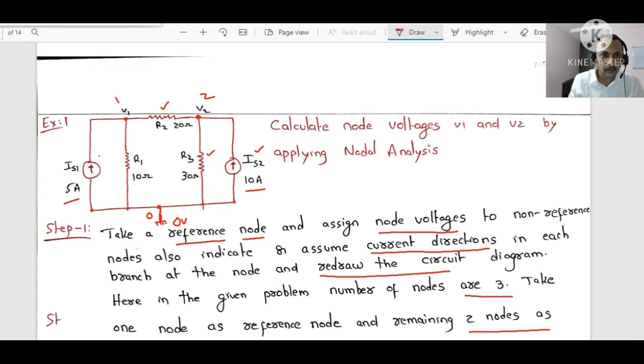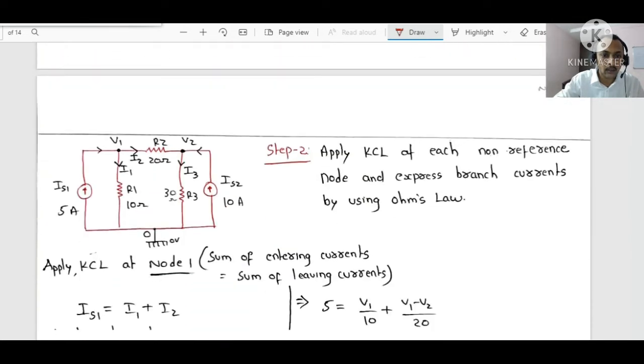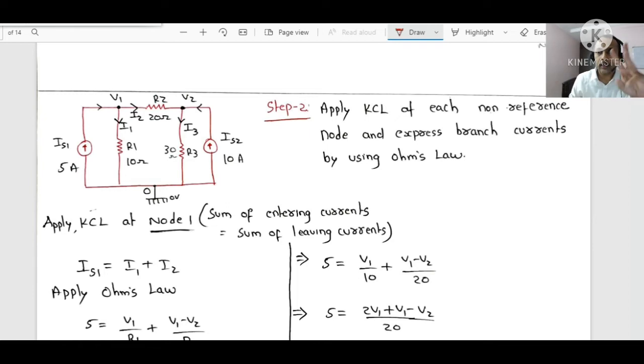The moment he sees that the student has indicated the node numbers, the current directions, and the reference node, for this diagram itself you can easily get 2 marks out of 8, no doubt. He gets the impression that the student has tried solving this problem. So for this diagram and for writing this KCL, minimum marks will be awarded, right? The moment you see nodal analysis problems, don't try to skip them.